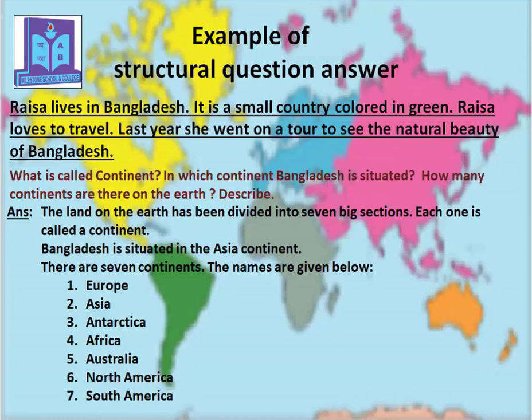So what will be the answer of this question? See, the land on the earth has been divided into 7 big sections. Each one is called continent. You know everybody. Then Bangladesh is situated in which continent? In Asia continent. Then there are 7 continents. Everybody know the answer also. You just write the names of the continent, and these are all about the structural question. So we learn about continent, we learn about the types of continent, or we know that how many continents are there in our earth. So you will just write according to the question, it will be the answer of the structural question.